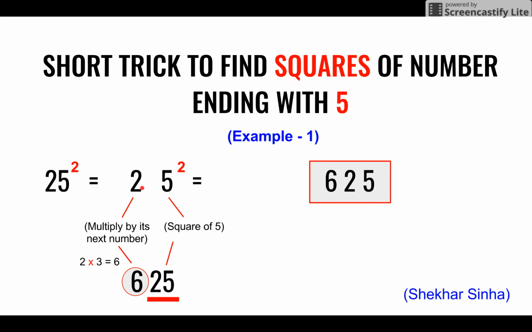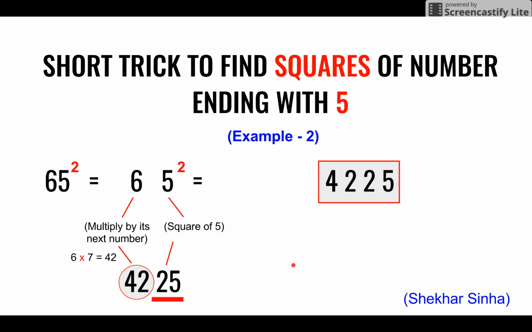What I did is, in step 1, I wrote the square of number 5. Square of 5 is 25. And 2 multiplied by its next number, which is 3. That is 2 into 3 is 6. So 625 is my answer.